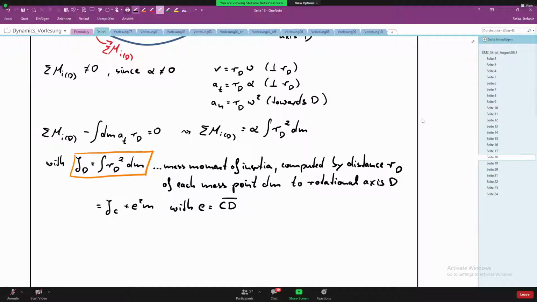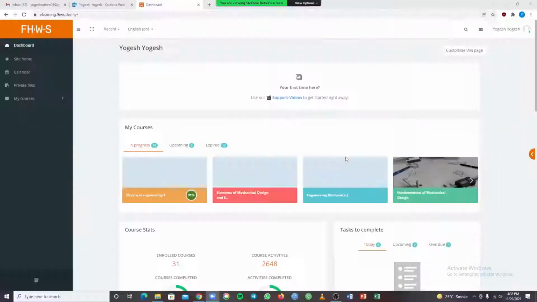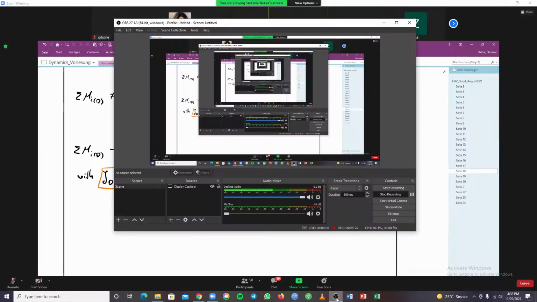Professor, how did the sum of moments around point D become alpha times the integral of R squared dm? I substituted this AT, tangential acceleration, by R times alpha. Yeah, then how did it become R squared? Because there is one R already, and if I multiply by R, it becomes R squared. Okay.